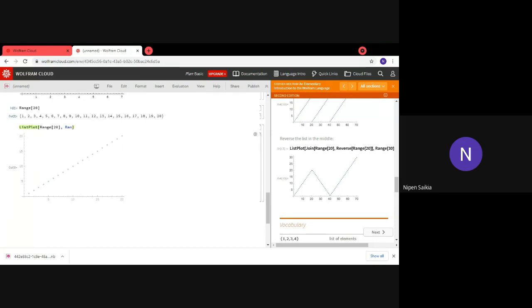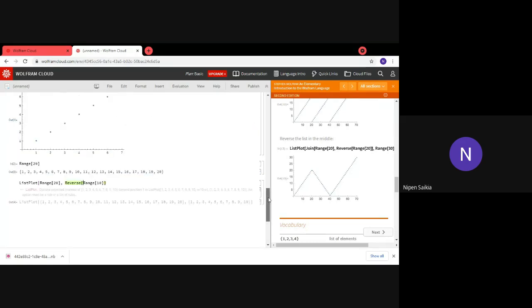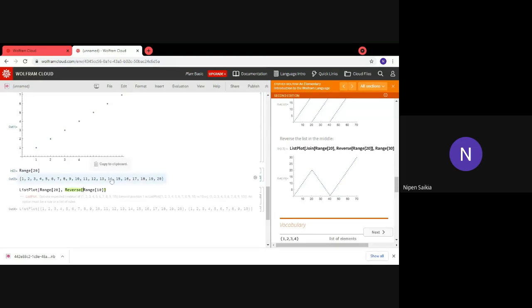And say range, I will write 10. And what we'll get, we can check. So here something happened. So I will write, suppose we want it in the reverse direction. I will write reverse is the command. Reverse means it is from this direction. If we put in reverse, it is from the other direction. So I will write like this. Let us see.